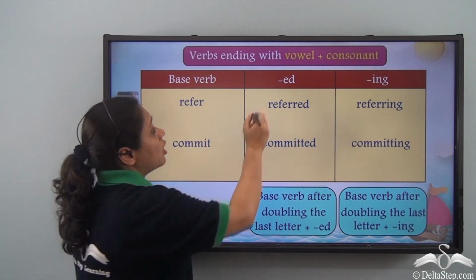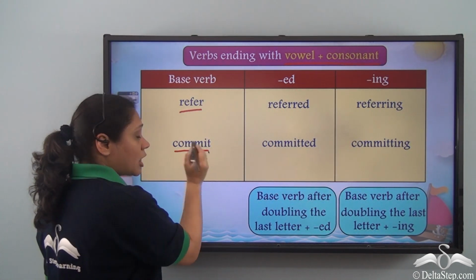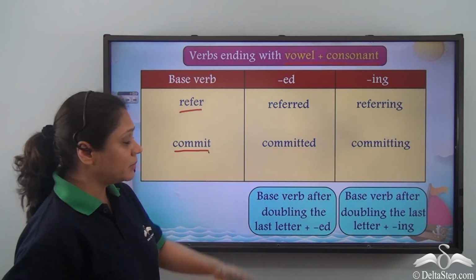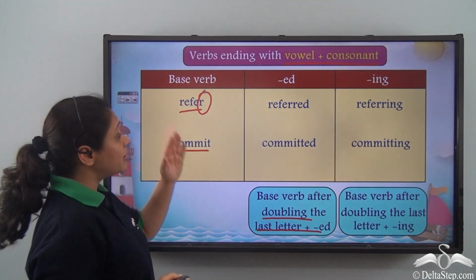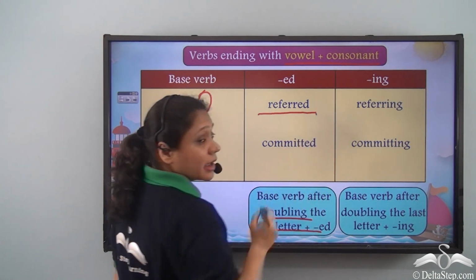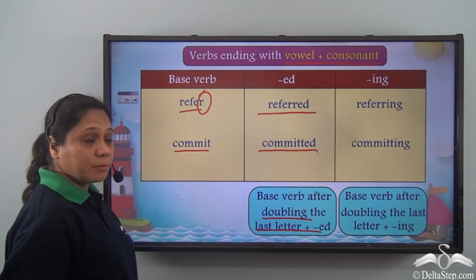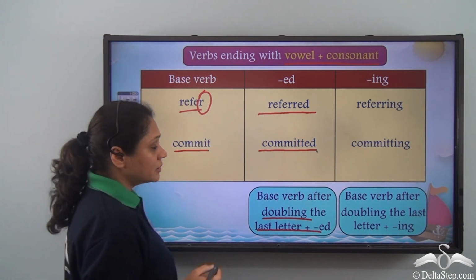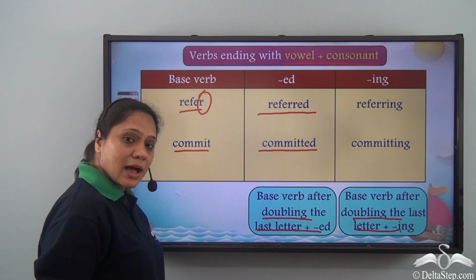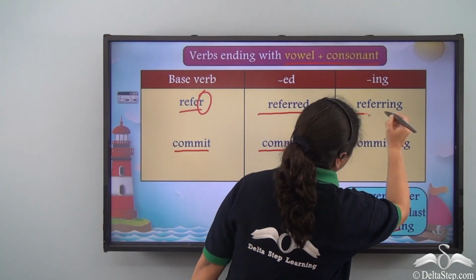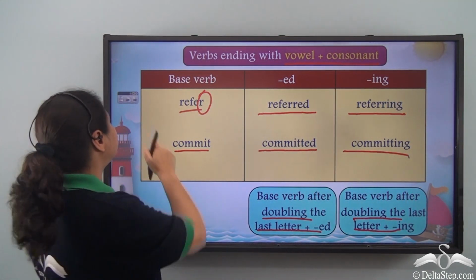For verbs that end with a vowel and a consonant, for example refer, commit, how do we form the ed form? We add ed after doubling the last letter. So refer becomes referred in the ed form. Commit becomes committed in the ed form. And to form the ing, what have we done? To form the ing, we double the last letter of the base verb and then add ing. So refer becomes referring and commit becomes committing in the ing form.